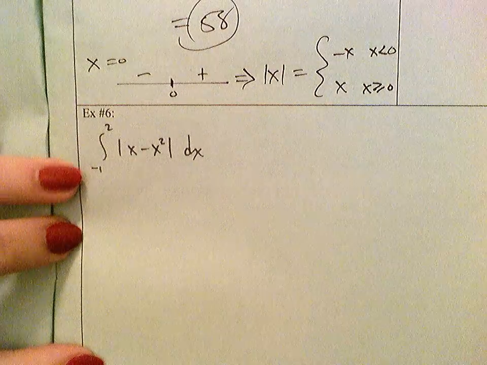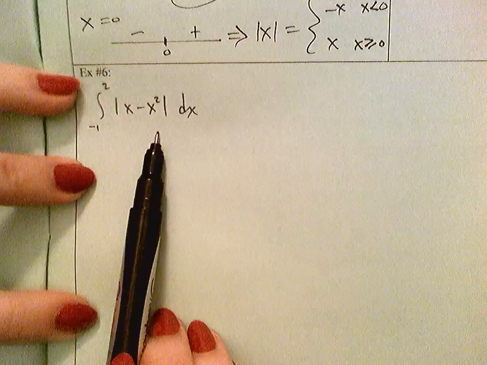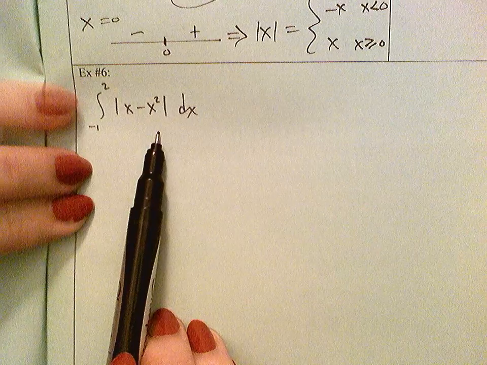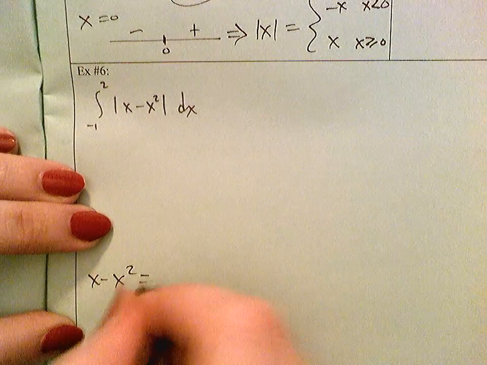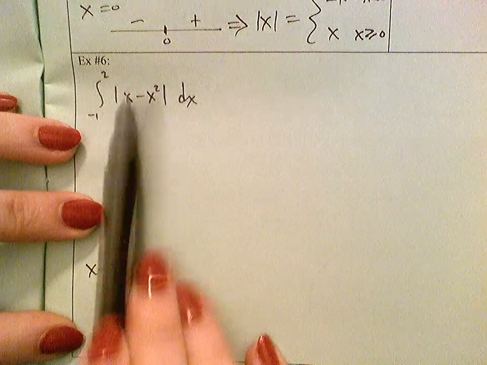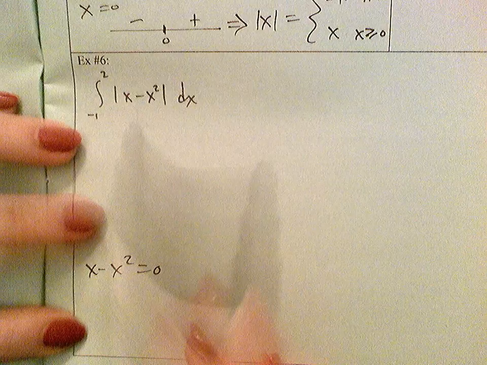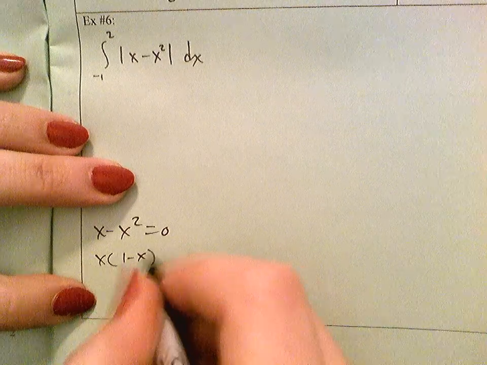Okay, so if you're taking the integral of an absolute value function, what you do is you take what's inside the absolute values and you set it equal to 0. You've got to do a sign test because you've got to figure out on what intervals this input is positive or negative. So I'm solving down here.